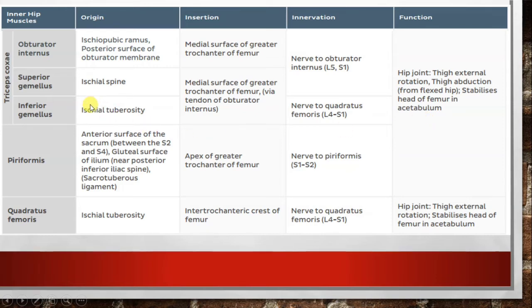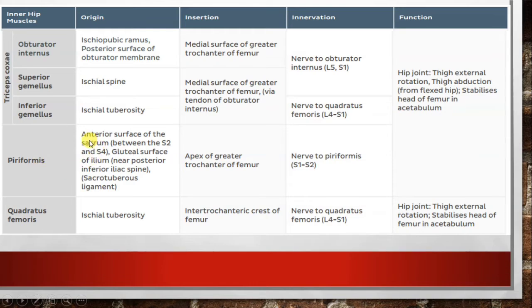Superior gemellus arises from the ischial spine, while the inferior gemellus arises from the ischial tuberosity. Insertion is the medial surface of greater trochanter of the femur. So we will remember that these are inserted to the greater trochanter of the femur. The nerve to quadratus femoris also innervates superior gemellus and inferior gemellus.